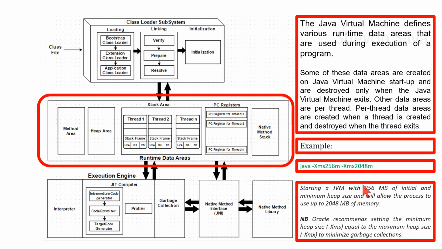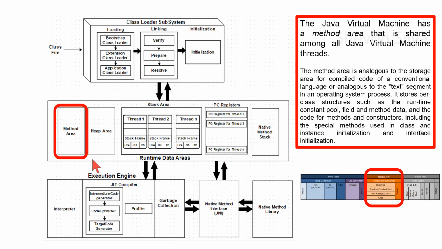Starting a JVM with 256 MB of initial and minimum heap size will allow the process to use up to 2048 megabytes of memory by using this command. And Oracle recommends setting the minimum heap size equal to the maximum heap size to minimize garbage collections.